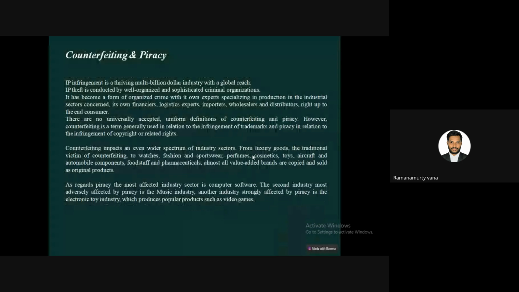Yeah, we are seeing the counterfeiting and piracy, and what are the socio-economic consequences of counterfeiting and piracy. So, what is combating counterfeiting? The International Trademark Association gave a special report on counterfeiting in 2004.